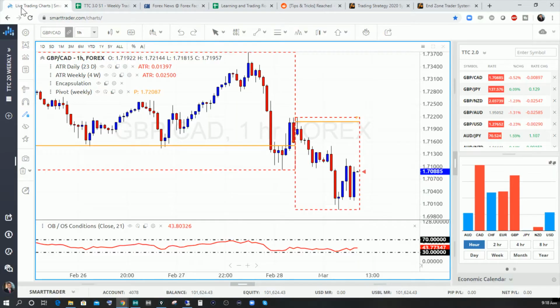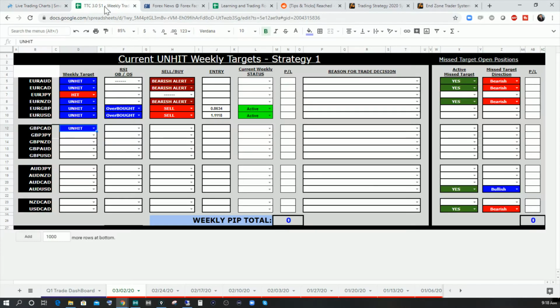It may be a low probability. Let me see here. Maybe. I'm going to mark it off as a low probability right here. All right, so we'll be looking for a bullish alert on that, but it looks like a low probability opportunity as of right now. All right, so let's go ahead and take a look at pound JPY.